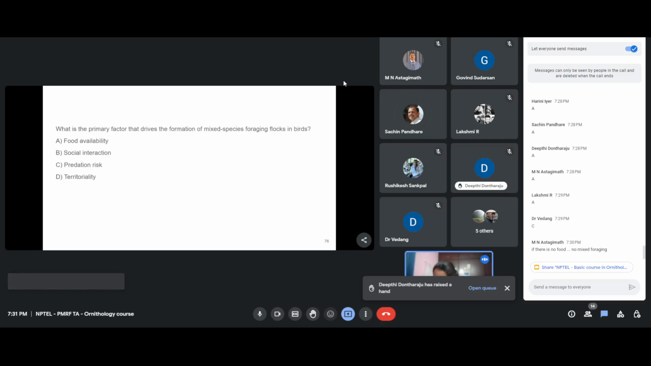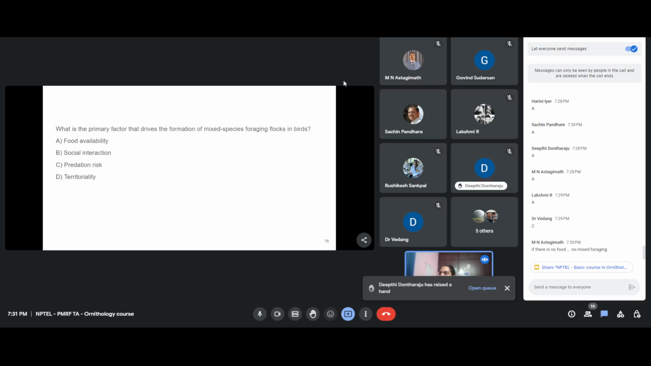Well, they are going there for food, and they form a mixed species flock because there are sentinels, more eyes. Also, there are different roles in a mixed species flock, right? So you have particular species that take the role of alarm calling or warning. Then there are certain species that are ground foragers. Then there are certain species that are leaf foragers.